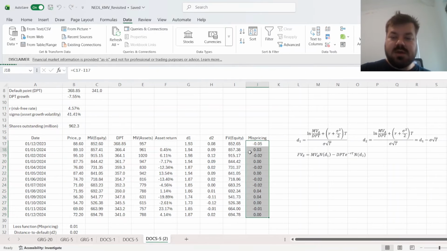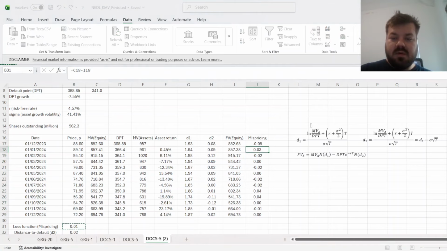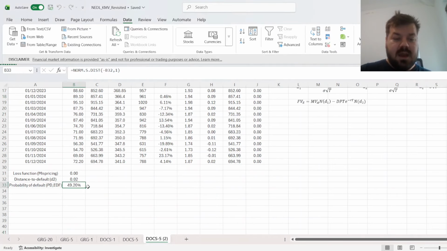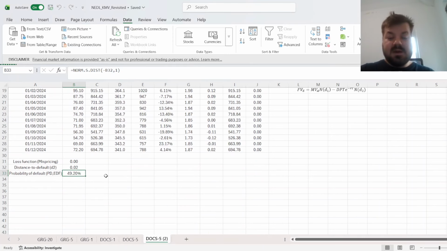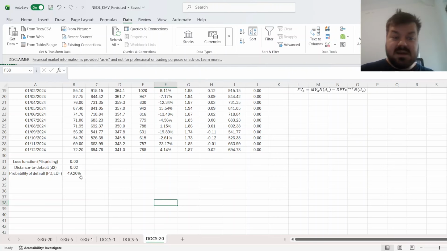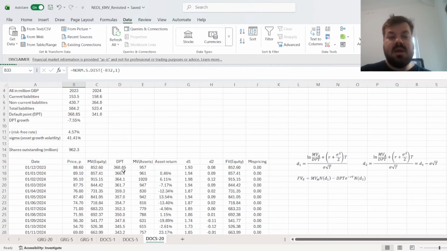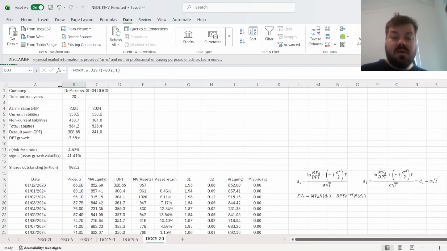And if we further increase the time horizon to 20 years, just as we did with Greggs, and again to remedy those small remaining errors, we can solve again and get a 20-year probability of default that's almost 50%. So over a 20-year time horizon, Dr. Martens is as likely to default as it's likely to survive. That can be alarming for investors in their debt and their equity if we are thinking about this long time horizon in particular.